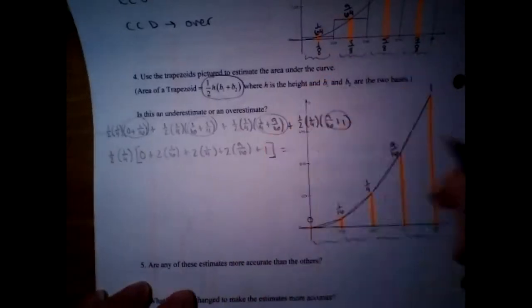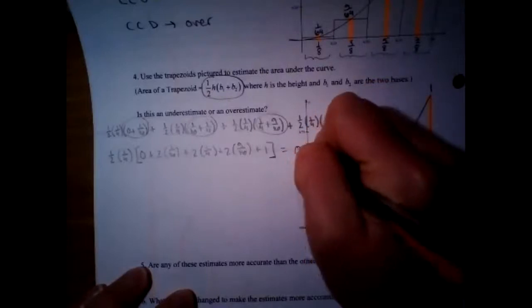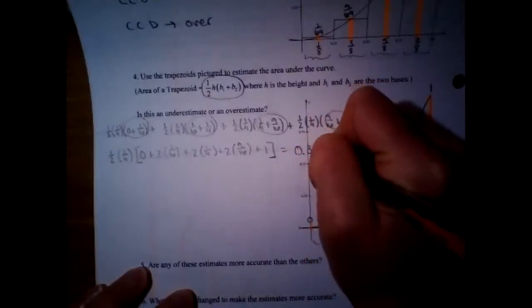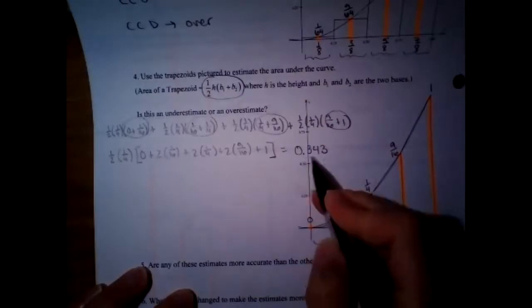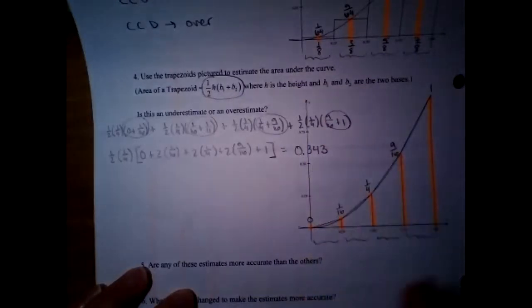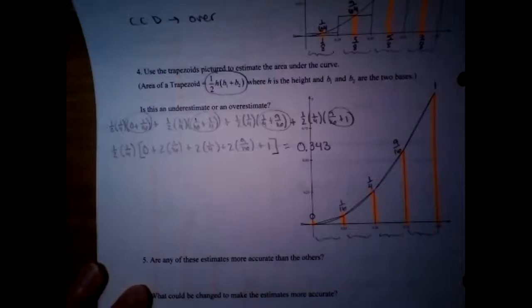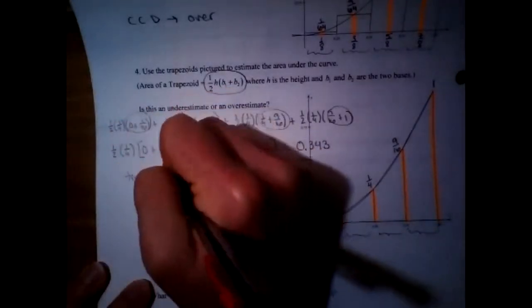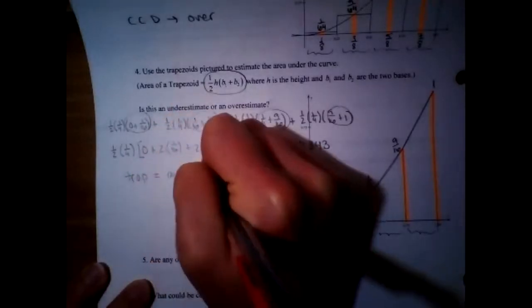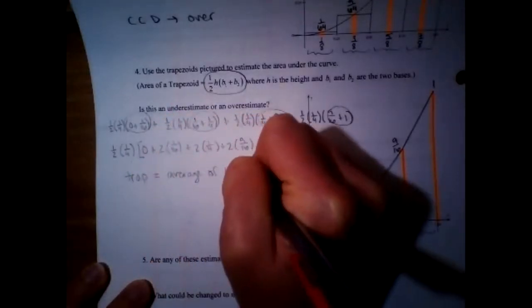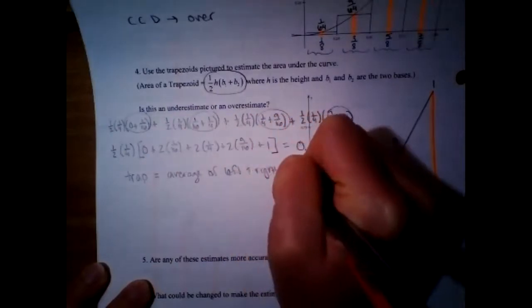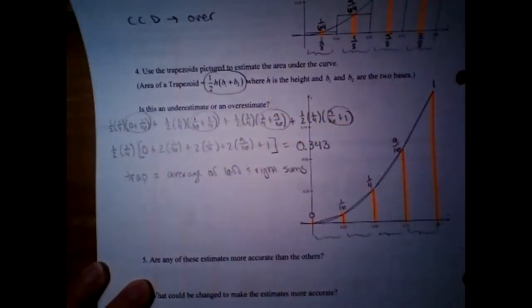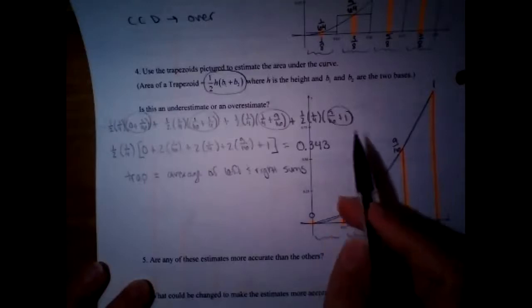And if you were to type that in a calculator, you're going to get 0.343. And again, more decimals, but I truncated it, so 0.343. And so, let me real quick write in here, the trapezoidal sum is the average of the left and right sums. So if you get the left sum and you get the right sum, and then you average them, so add them together and divide by 2, you're going to get this trapezoidal sum.